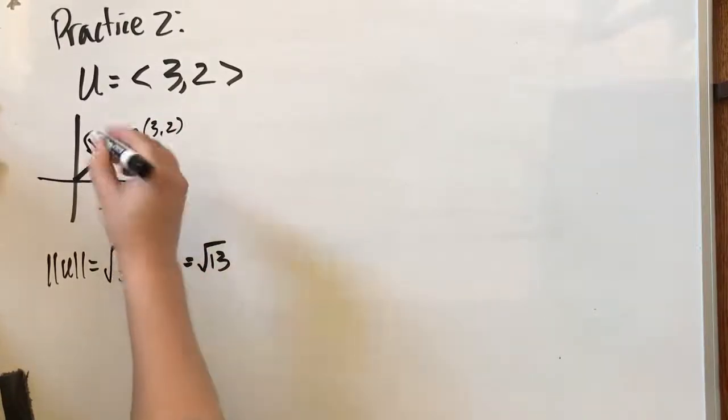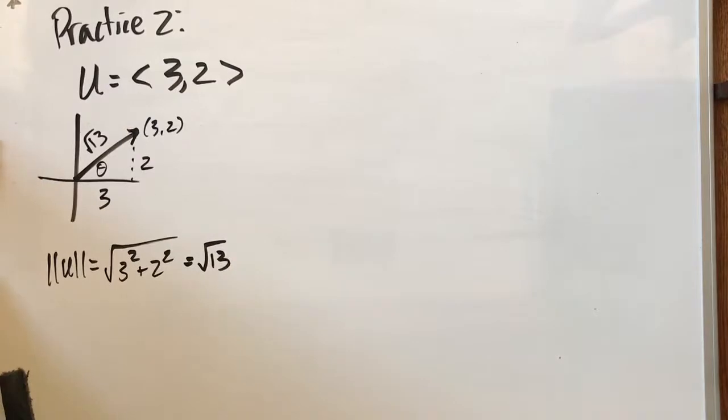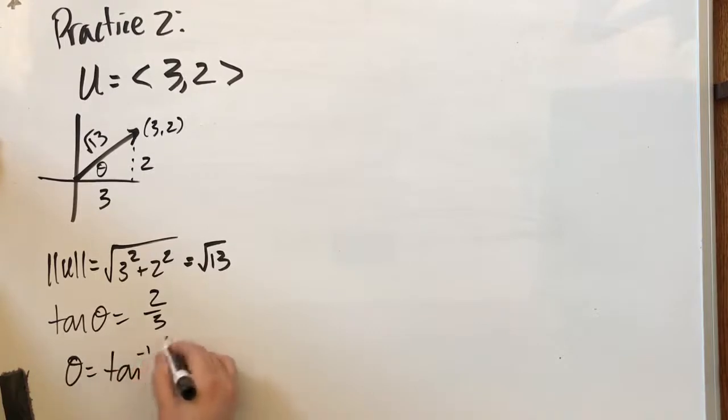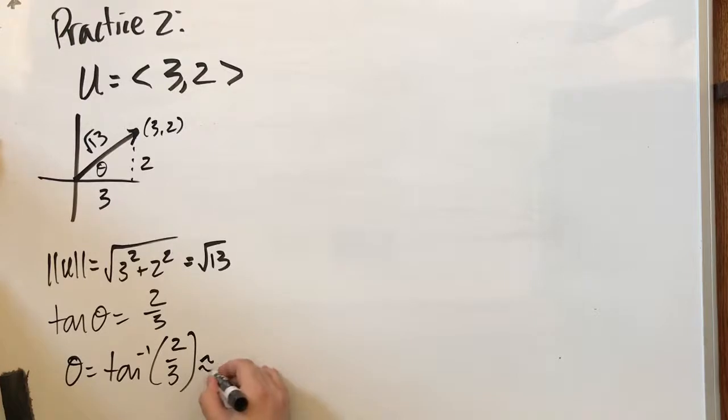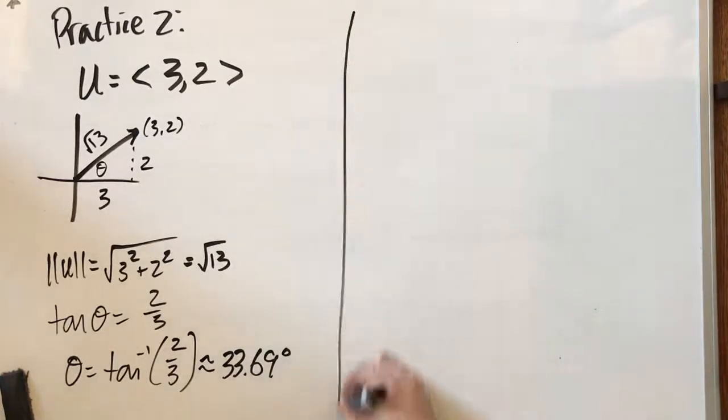And then in order to find that theta value right there, I can just use tangent theta equals 2/3 and then just flip it around. So tan inverse of 2/3, and that is going to be approximately 33.69 degrees. So that one wasn't that bad. Next one's going to be a little bit trickier. We got to add a slightly different step here.